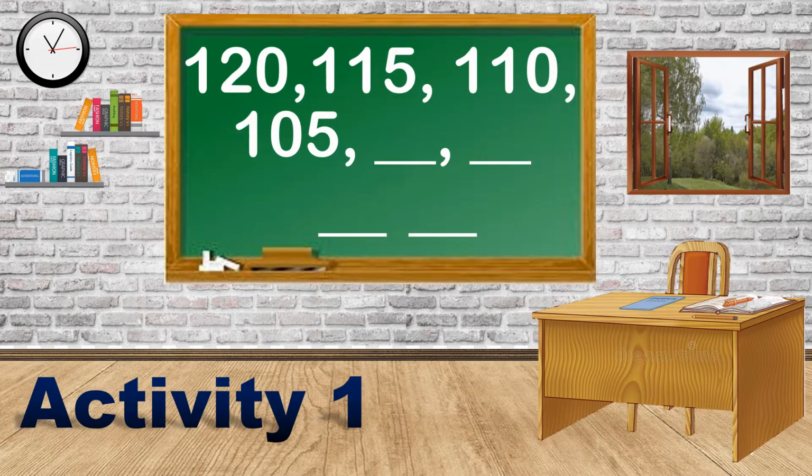Itong susunod, medyo madali lang. 120, 115, 110, 105. So, anong napapansin yung pattern? Tama, nagsasubtract lang tayo ng 5. Therefore, 105 minus 5 is 100. Minus 5 again is 95.